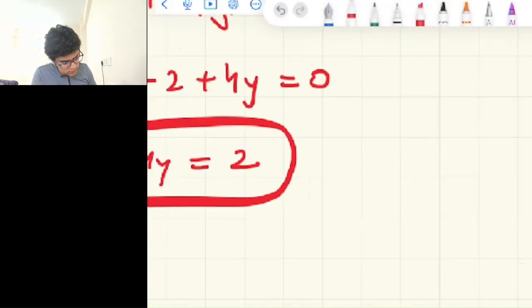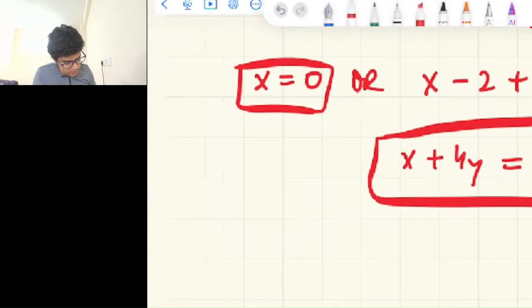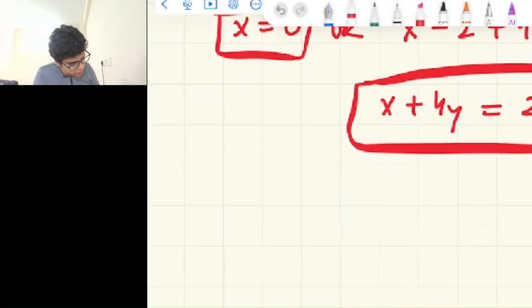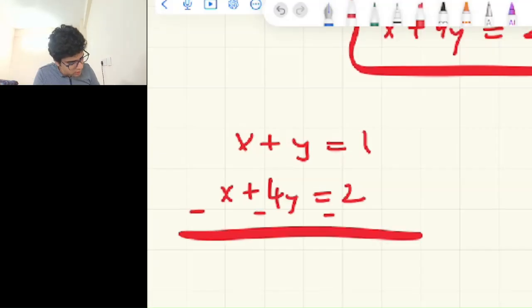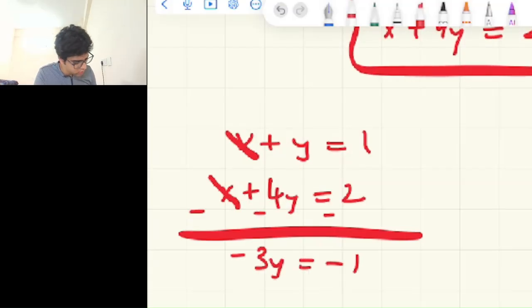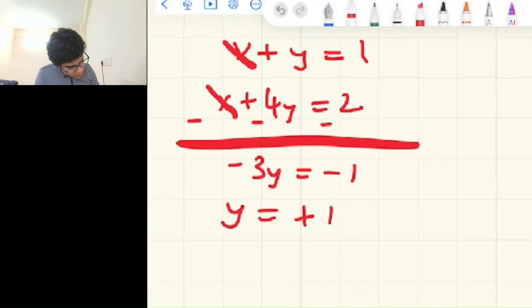So now, solving the equations x plus y equals 1 and x plus 4y equals 2. I'm just subtracting the two equations, so I'd be getting minus 3y equals minus 1. So y turns out to be equal to positive 1 by 3.